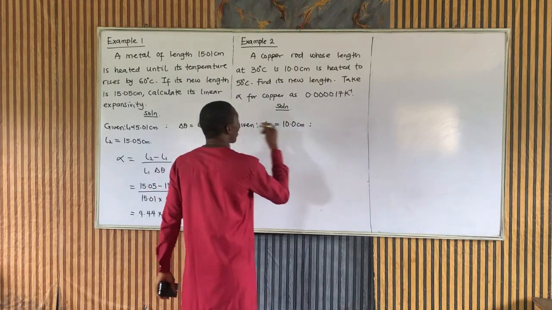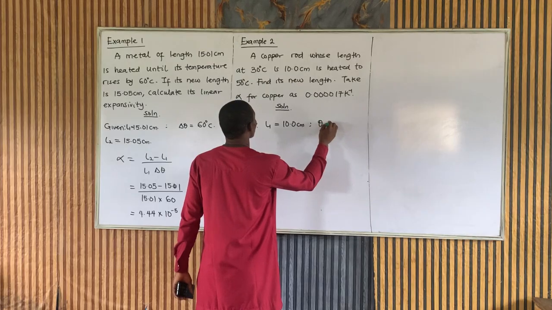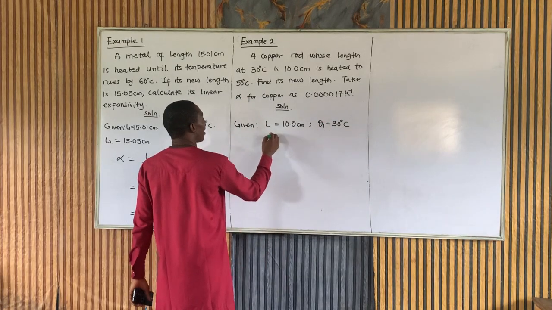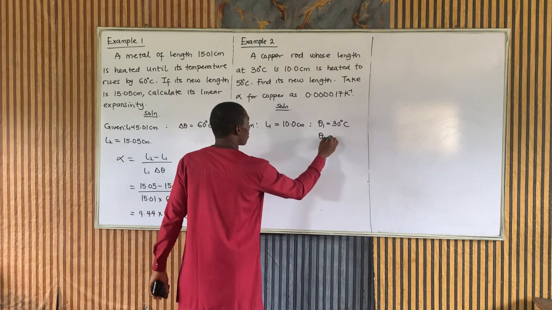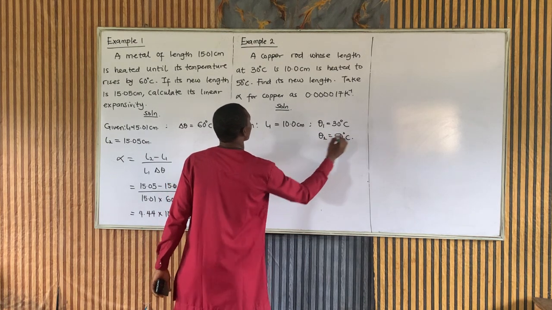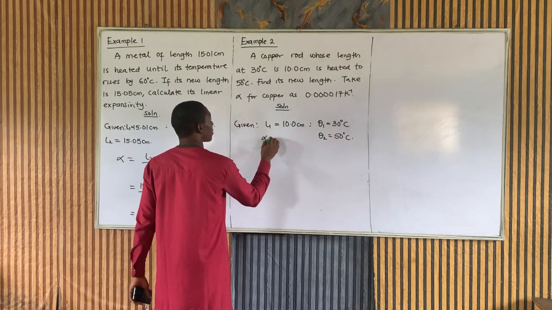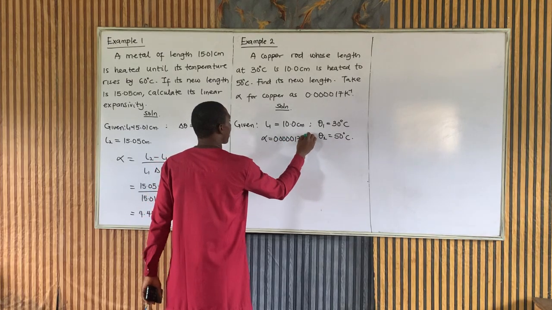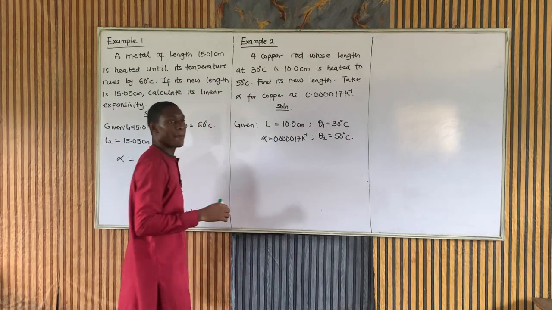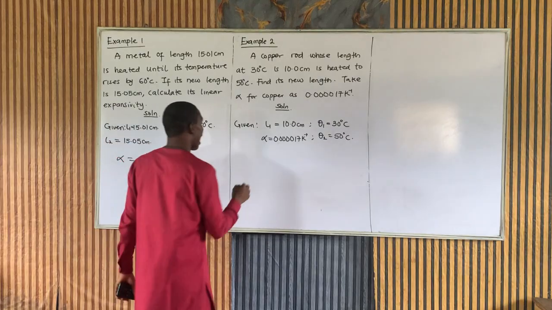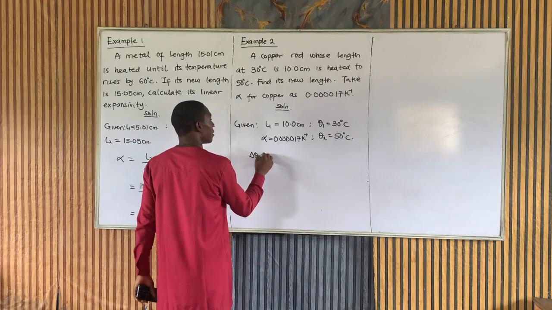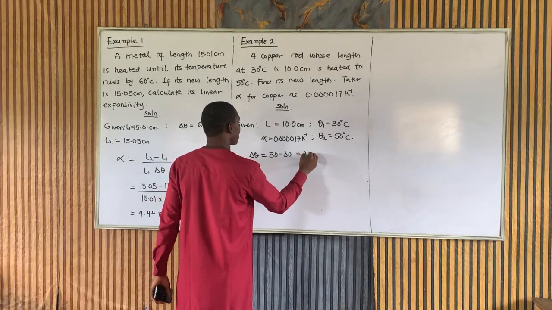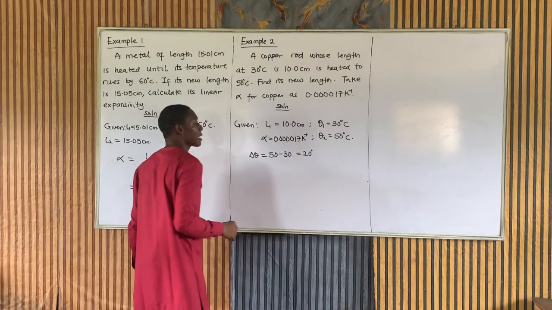We're also given our initial temperature, θ1, to be 30 degrees C. And then we are given our θ2 to be 50 degrees C. We are given our alpha as 0.000017 per Kelvin. Okay? And so our change in temperature here will simply be 50 minus 30, and that's 20 degrees C, because θ2 minus θ1.